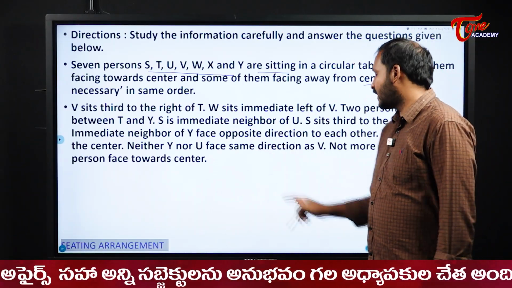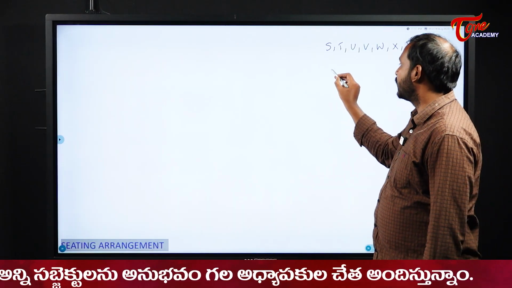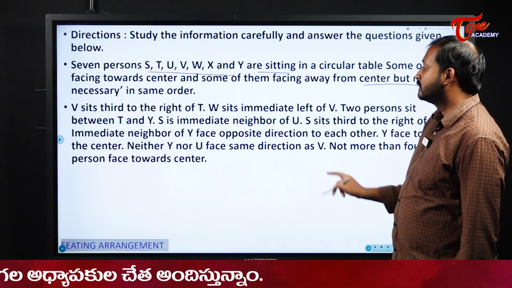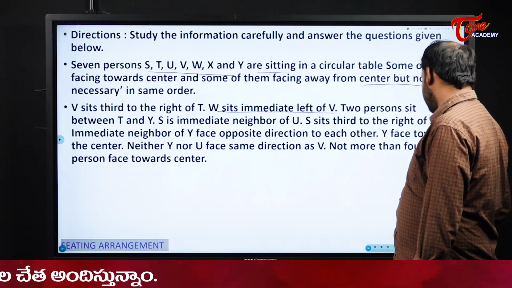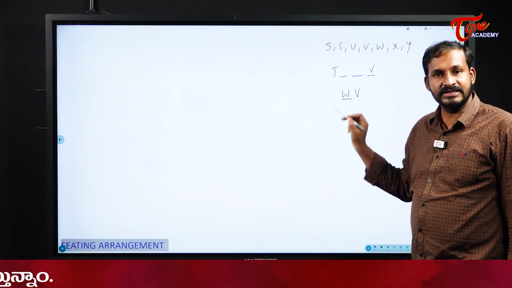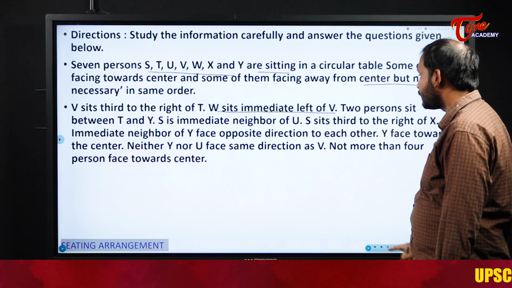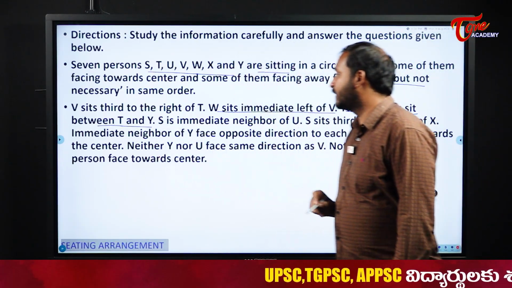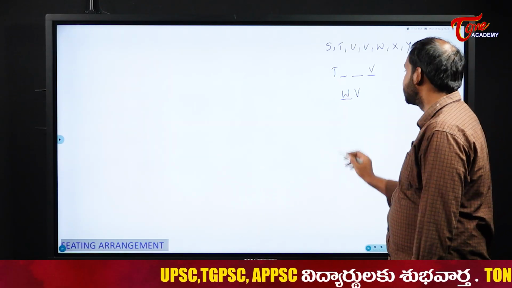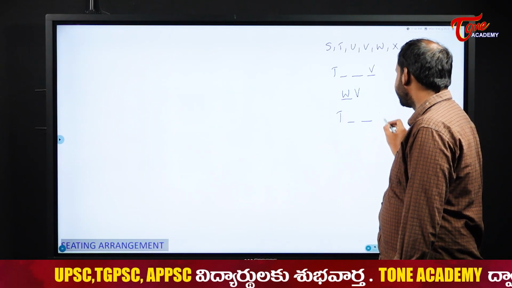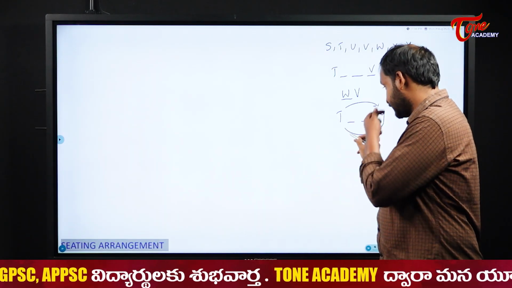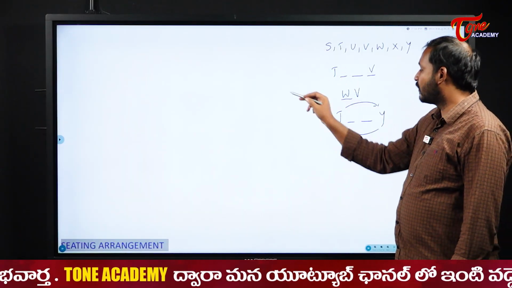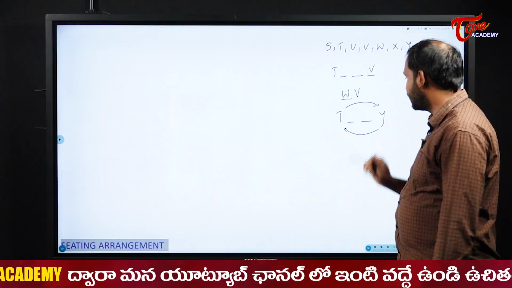Next, V sits third to right of T. Next one. W sits immediate to the left of V. Okay. V's immediate left is W for us. Next, two persons sit between T and Y. There are two persons between T and Y. They can be interchanged. See, actually T's third right is V. So obviously it will become left only, but for timing we will write it as like this.